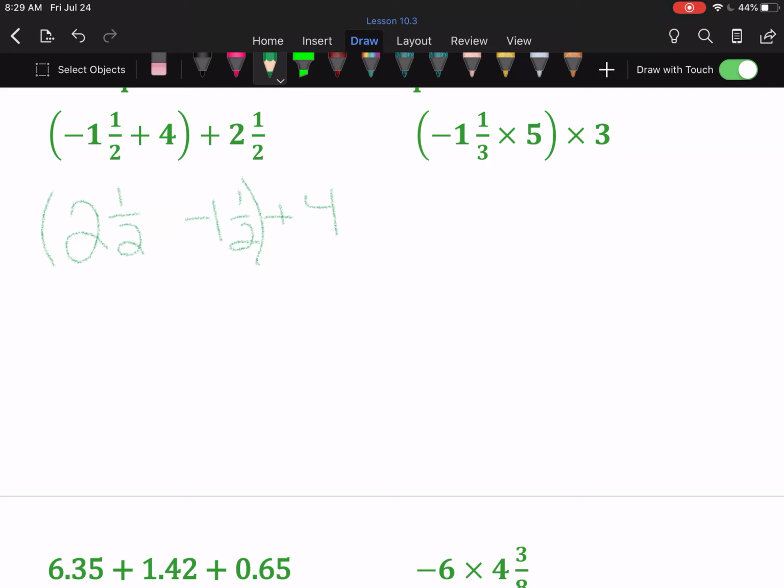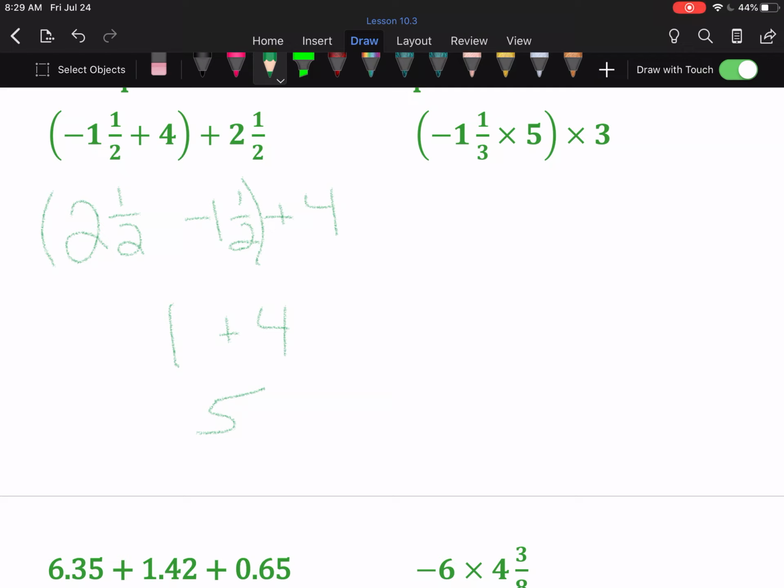And that makes life easy because 2.5 minus 1.5, that negative sign travels with the 1.5 and it becomes a minus sign because negative and minus are the same thing. 2.5 minus 1.5 is just 1. And 1 plus 4 is 5. Using the associative and commutative properties can make life easy.